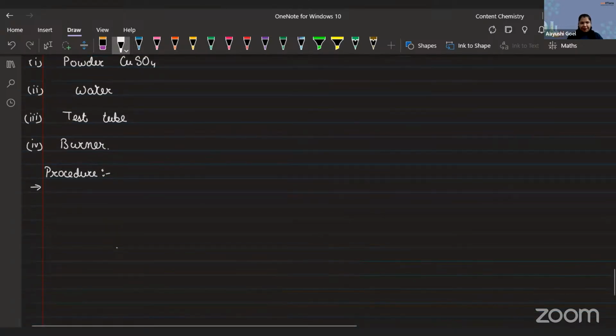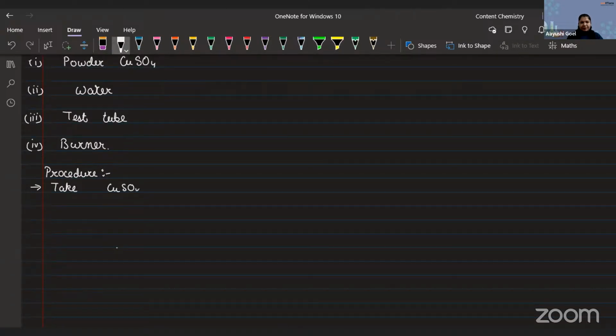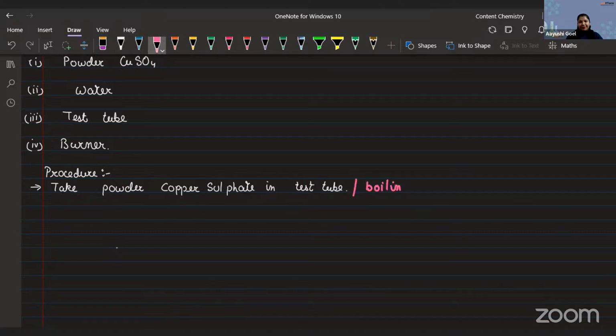So procedure first, take blue vitriol or copper sulfate. Instead of writing copper sulfate, now write it in the words. Take powder copper sulfate in test tube. Some students are very fancy, so you can use a fancy word also like boiling tube. There's no issue with that. If you want it to be more delicate, you can use, take a pair of tongs and hold that test tube.